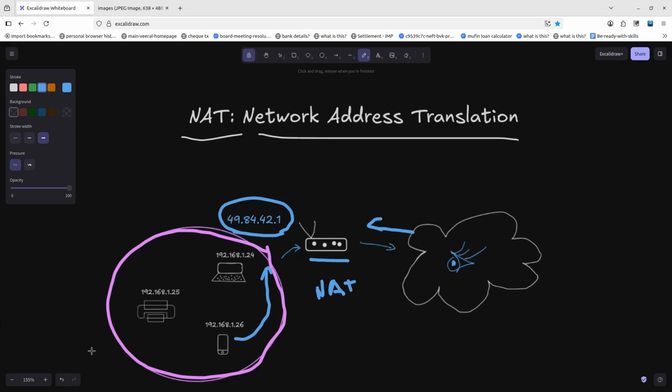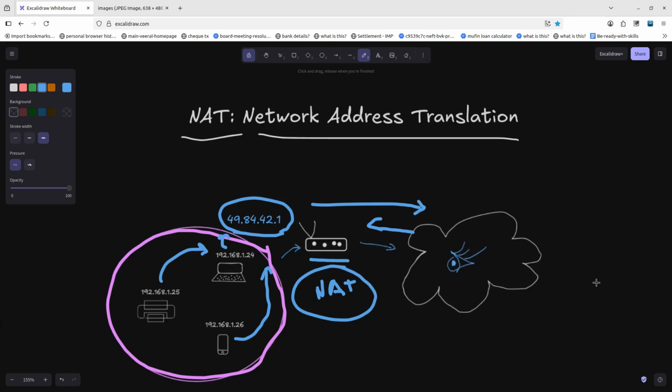Similarly, when it comes to this printer, 192.168.1.25, it will get translated into 49.84.42.1. That's how it will get connected to the internet. Similarly, with this 192.168.1.24, it will get converted into 49.84.42.1 as a public-facing IP address, and that's how it will get connected to the internet. And all of this is done by NAT, Network Address Translation.